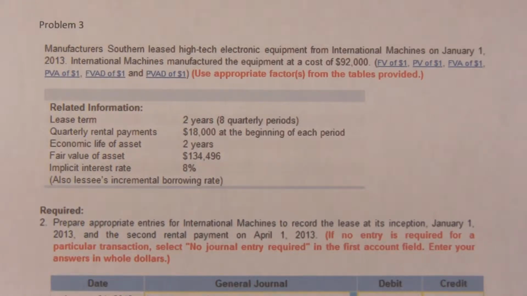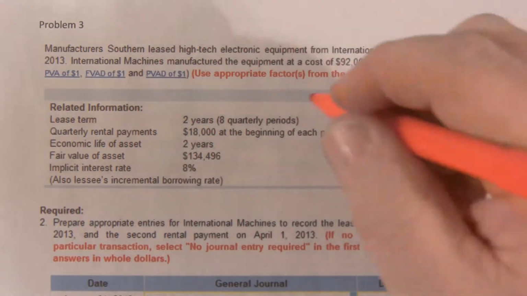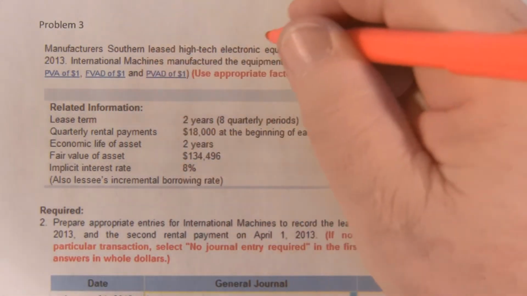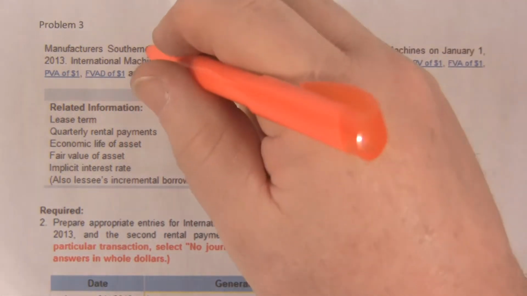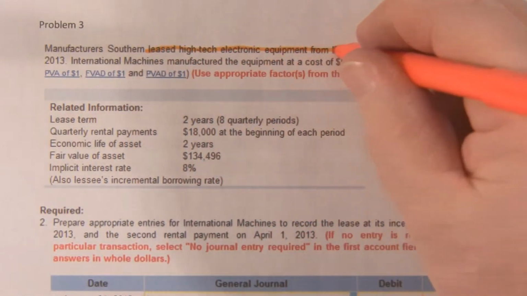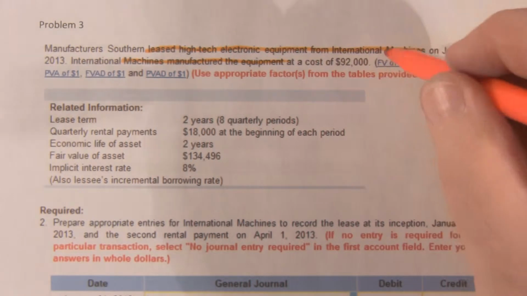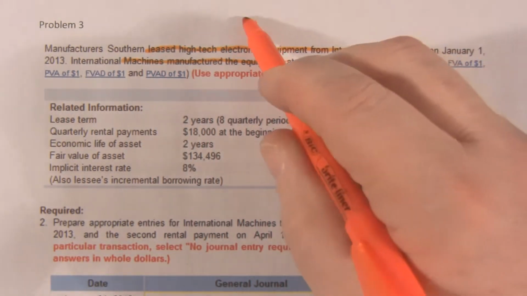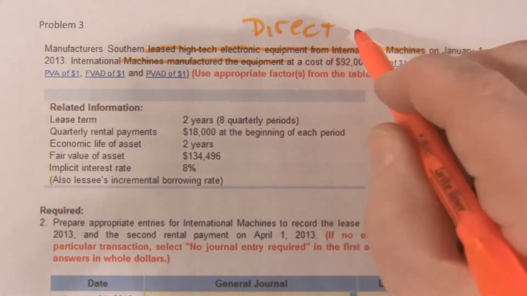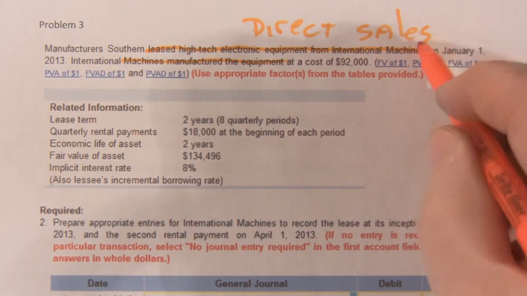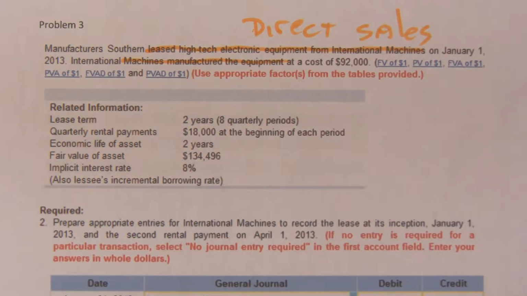Okay, let's take a look at what we have here. Manufacturer Southern leased high-tech equipment from International Machines, which manufactures the equipment. So this is a sales lease. This is a direct sales. Okay. So, take a look.